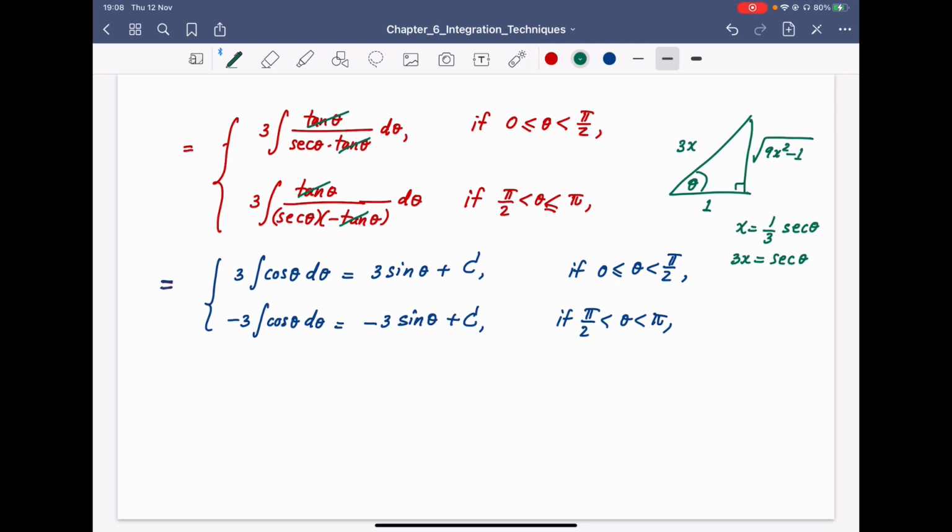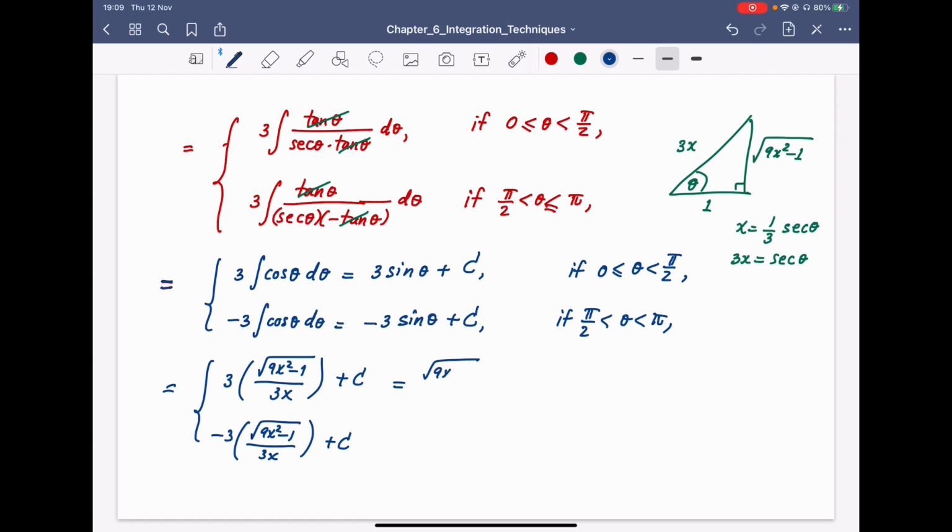All right, and then that means your sine theta is going to be what? Your answer is going to be 3 times sine theta, which is going to be square root of 9x squared minus 1, over 3x, plus c for the first case. And then it's going to be negative 3 times square root of 9x squared minus 1 over 3x for the second case. So this is going to be square root of 9x squared minus 1 over x plus c, and this is going to be negative square root of 9x squared minus 1 over x plus c.